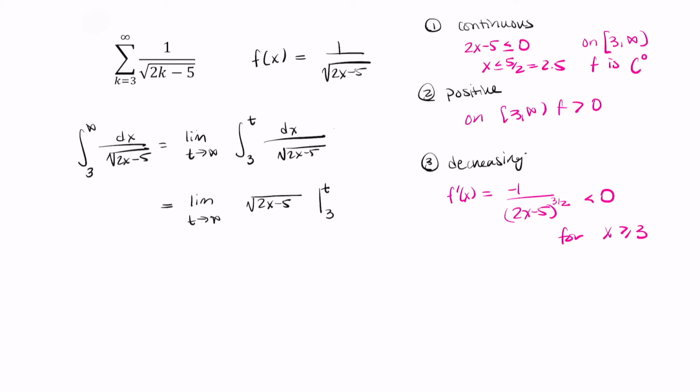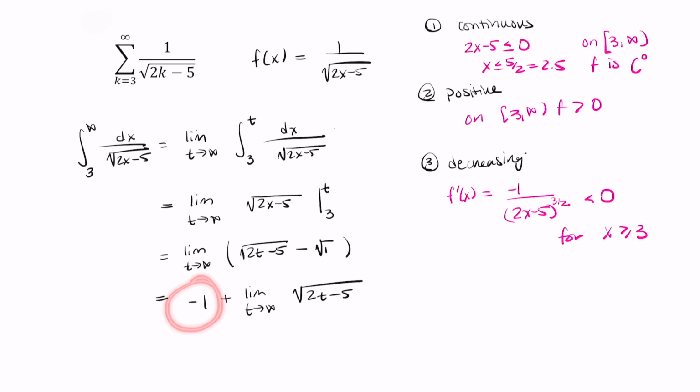All right, this is what you should have gotten on your integral. And so now we can evaluate the endpoints. And we have the square root of 2t minus 5 minus the square root of 1. So I'm going to move this finite value out to the front. So this is negative 1 plus the limit as t approaches infinity of the square root of 2t minus 5. And I didn't have to do that, but hopefully this helps you see that we have something finite here and we have something infinite here. So this entire integral is infinity. The integral diverges, so the series must diverge as well.